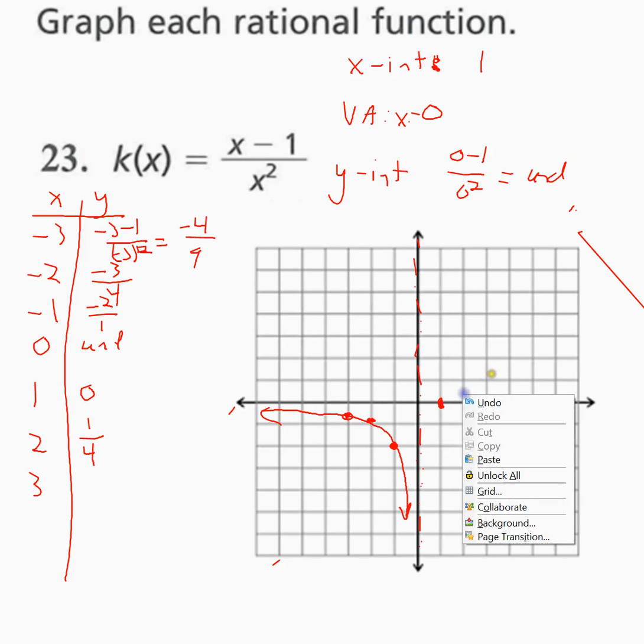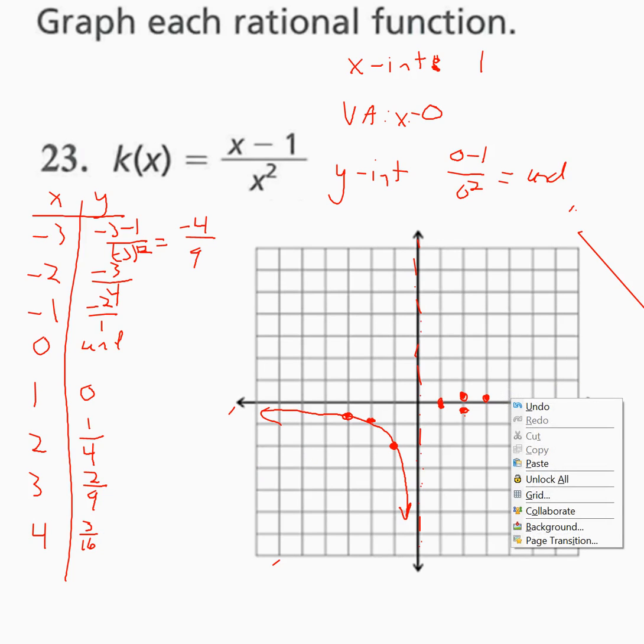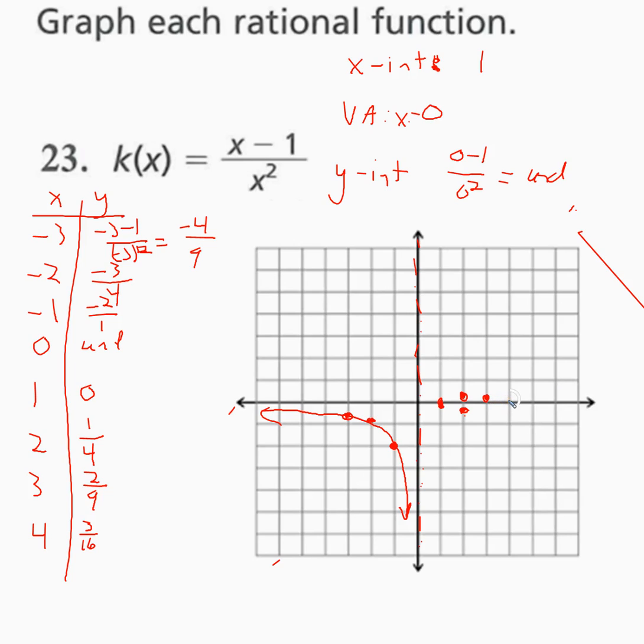Something interesting happens here. So 2 gives us 1/4. 3 gives us 2 over 9. That's a little less than 1. I put this in the wrong spot. That's positive. It should be above the x-axis. This is 2/9. It's a little closer to the x-axis. If I put in 4, I'm going to get 3/16, a little closer to the x-axis. And so we're going to end up having an asymptote on this side too.